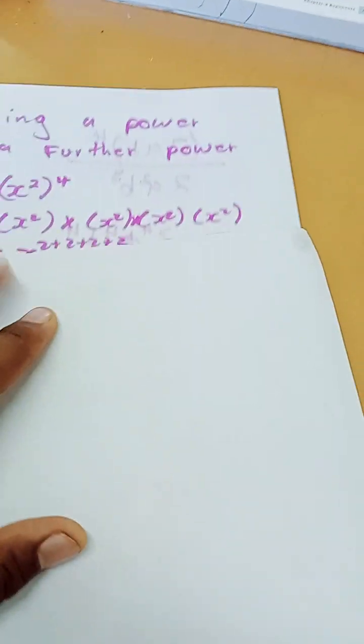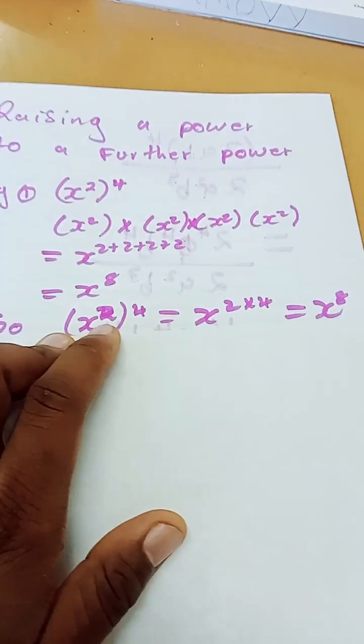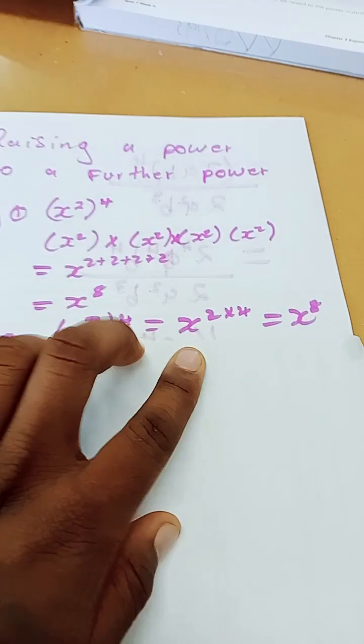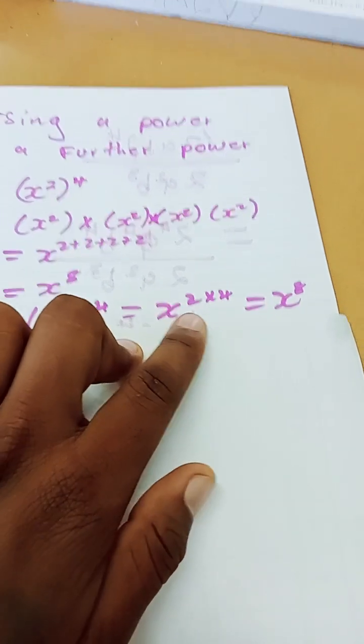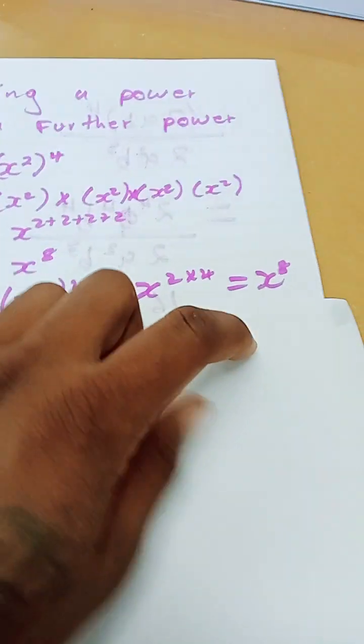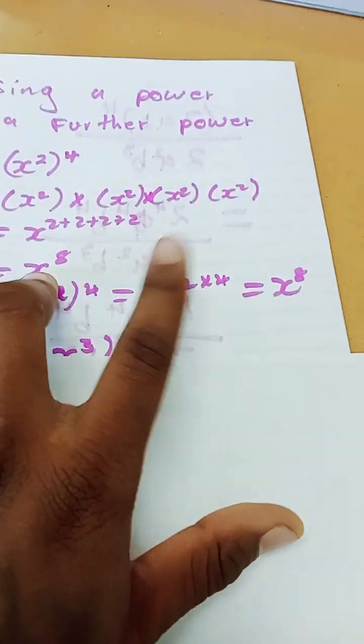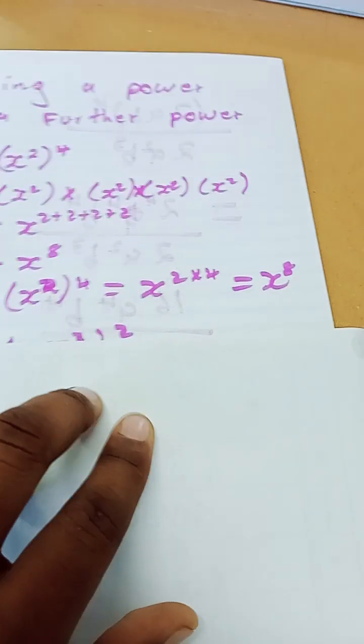Okay, that is simple, but we can write it like this. Remember we had x squared raised to the 4th, so that is also equal to x to the 2 times 4. You can just simply multiply the two exponents 2 and 4. You get x to the power of 8, which is the same as the x to the power of 8 that we got by expanding the expression.